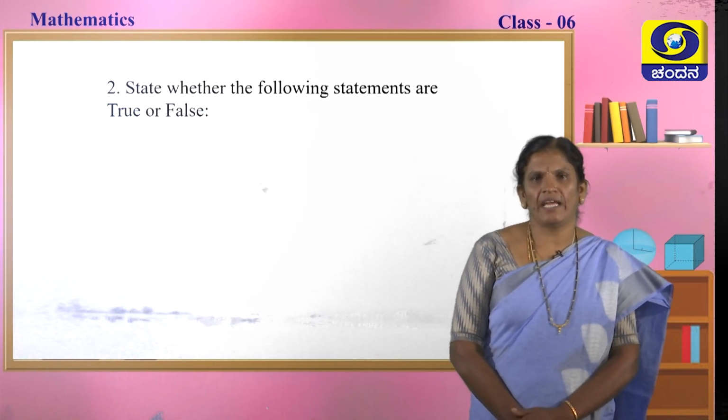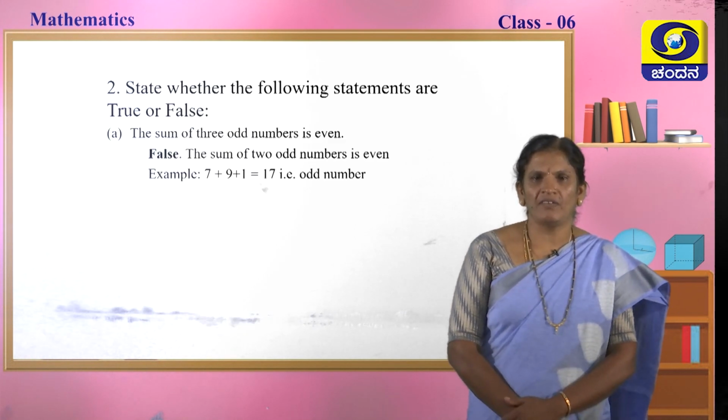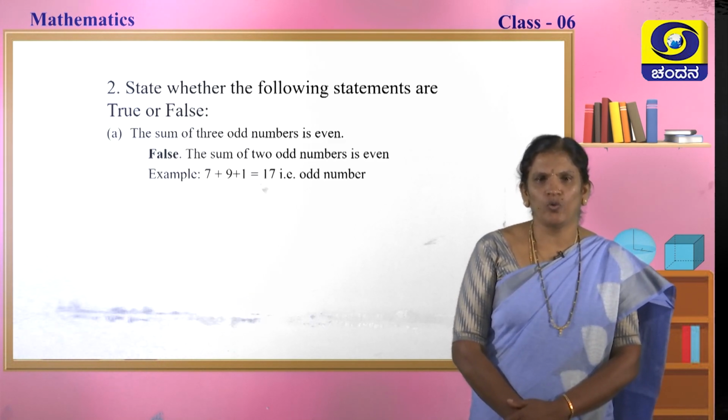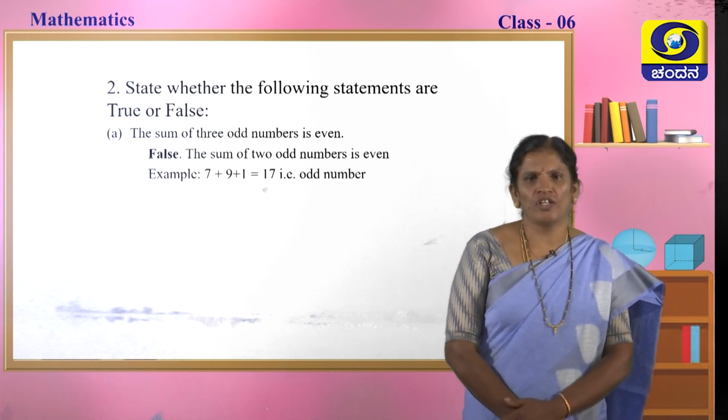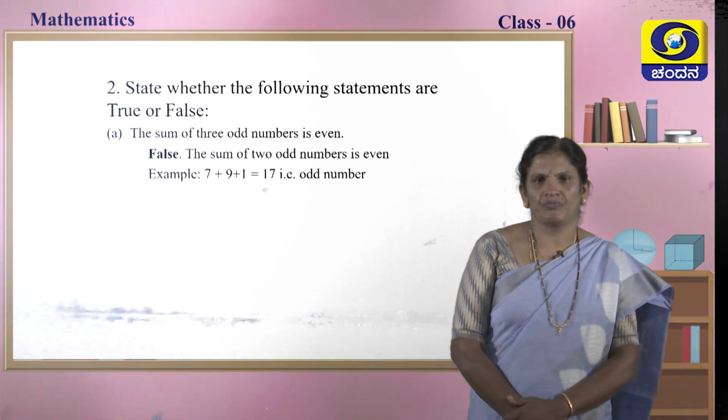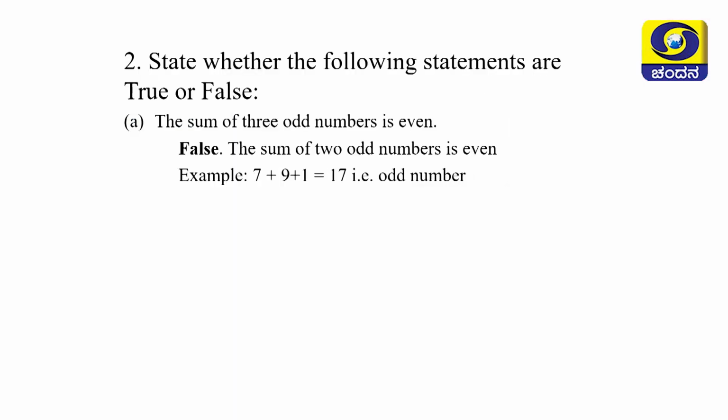Now, second main question in the same exercise is, state whether the following statements are true or false. In that, first question, the sum of 3 odd numbers is even. False, the sum of 2 odd numbers is even. See, for example, 7 plus 9 plus 1 is 17. Yes, it is an odd number. In the question they have given even, but we are getting an odd number, so it is false.